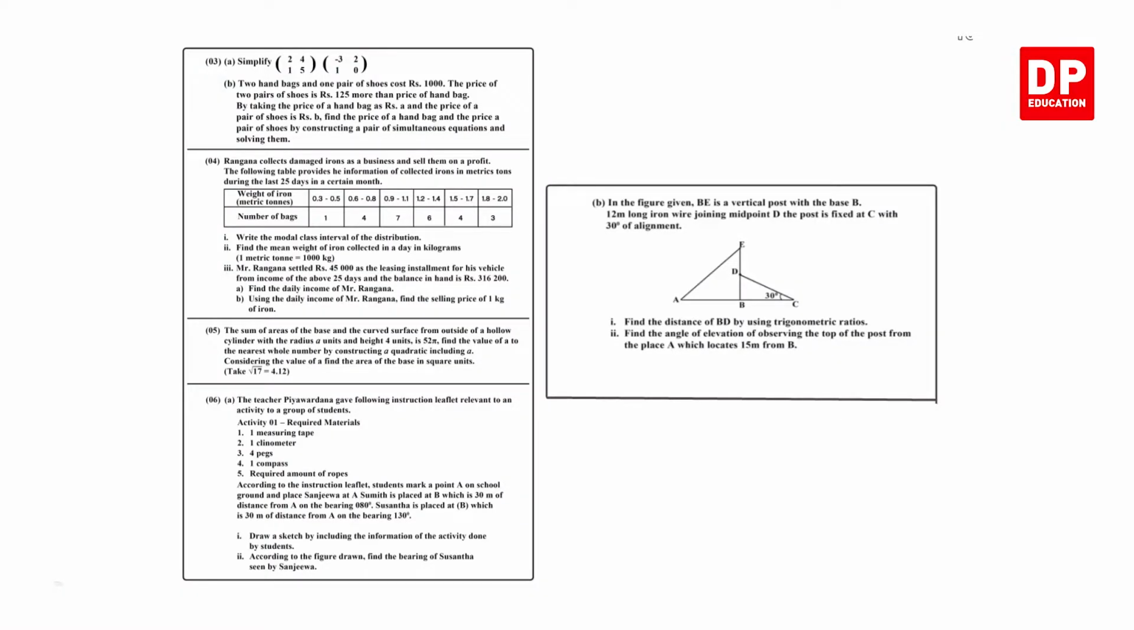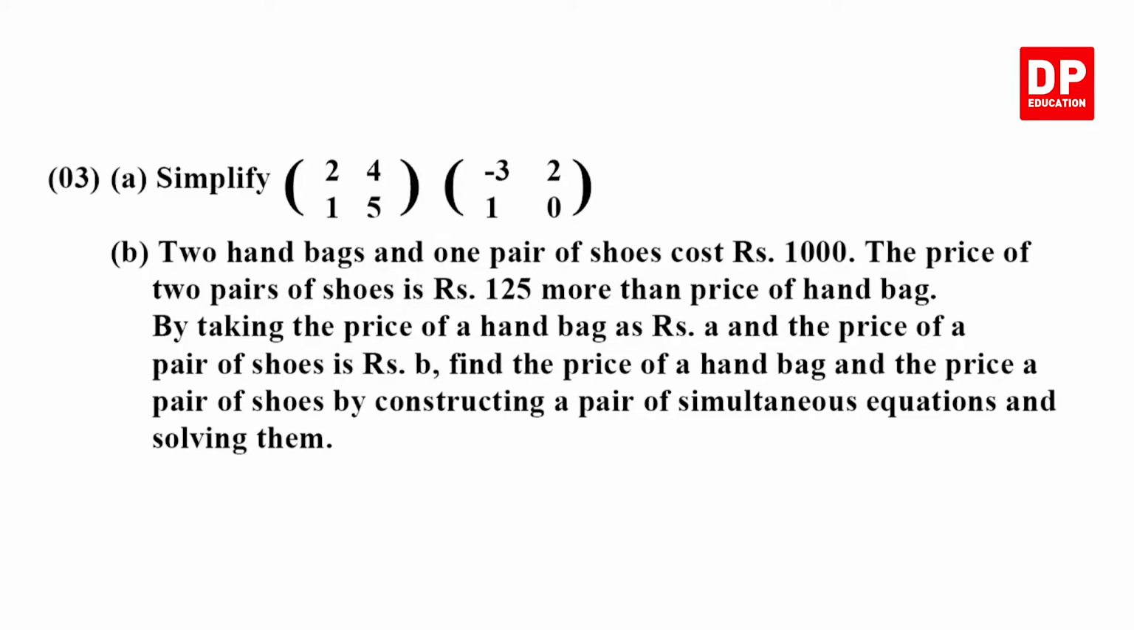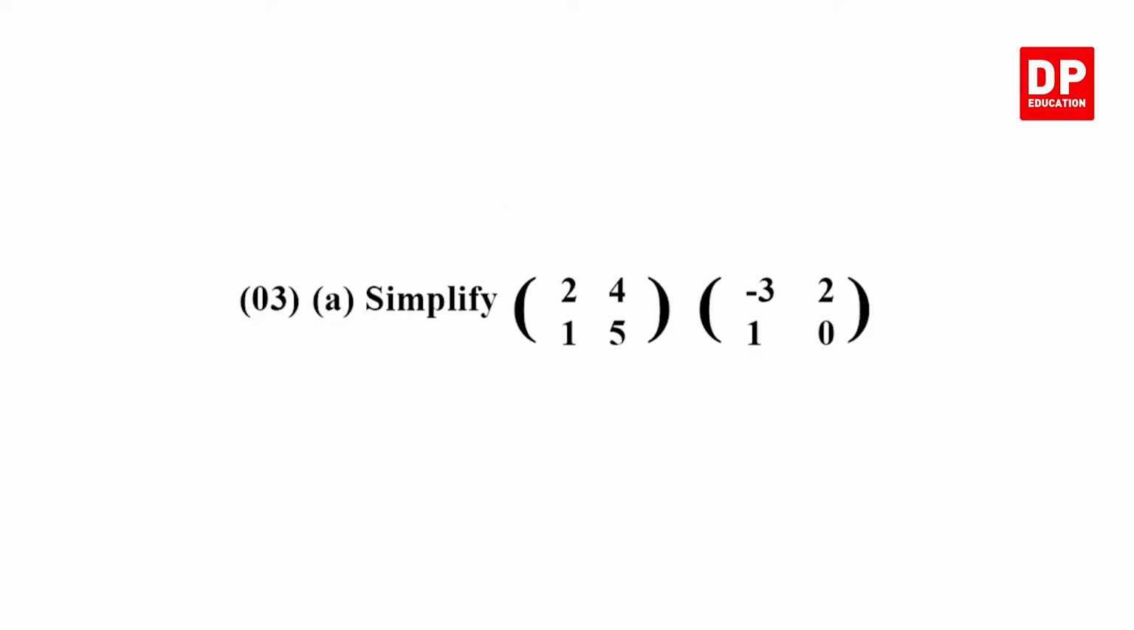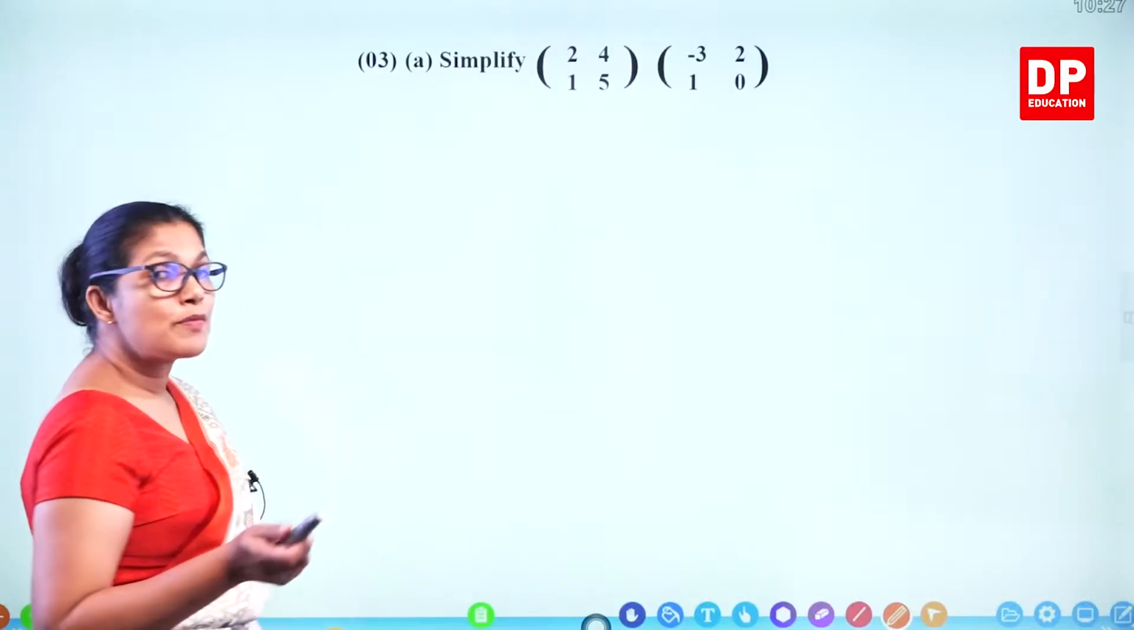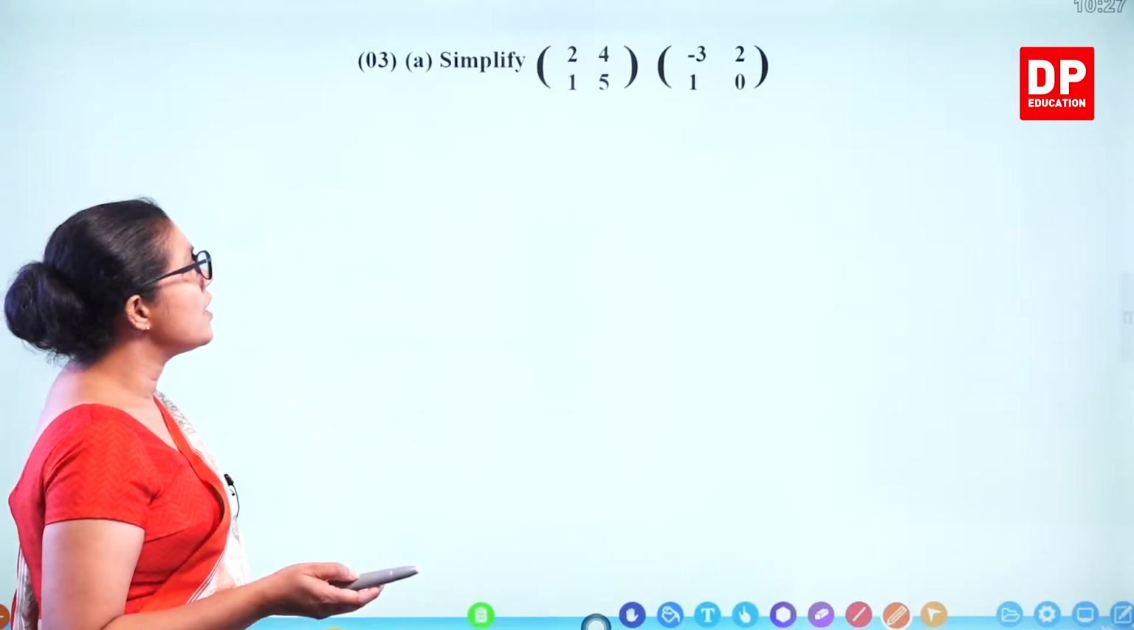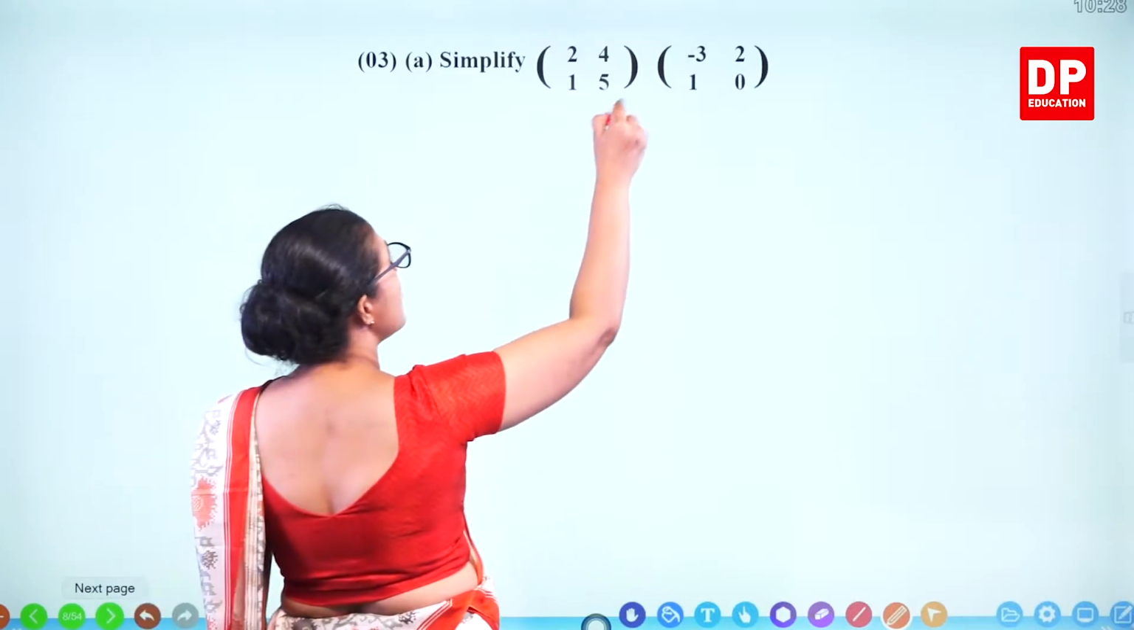Now you can do question number 3, 4, 5, 6. That's part A, all questions. First one, you are asked to simplify means multiplication, and the other one is about equations, simultaneous equations. So we'll do it step by step. Part A, simplify. So matrix multiplication, what's the condition? We need the size of the matrix.